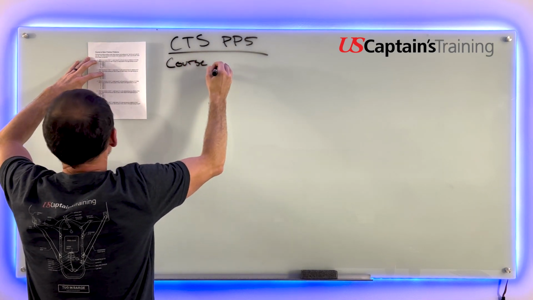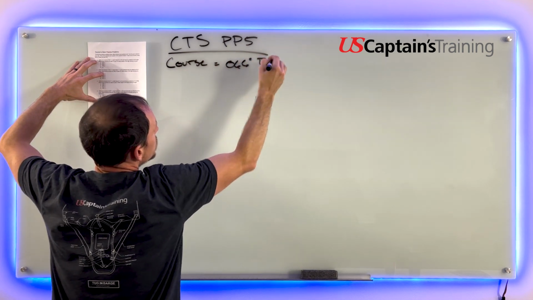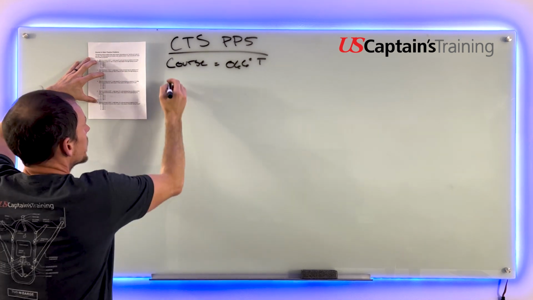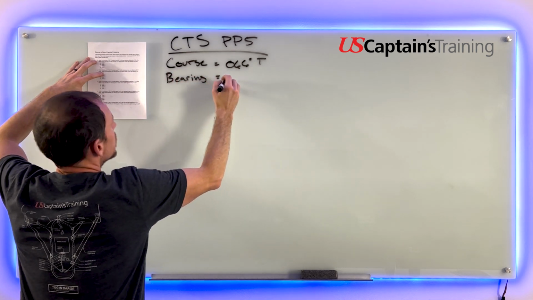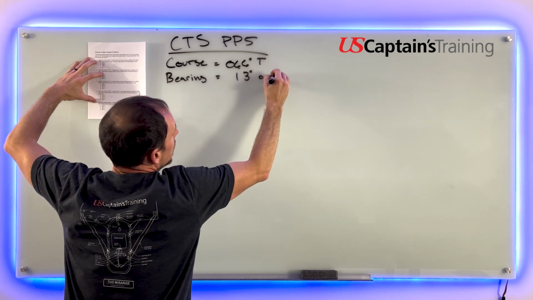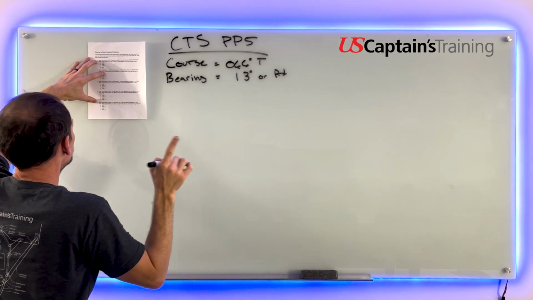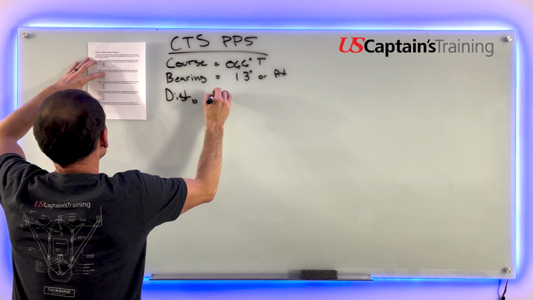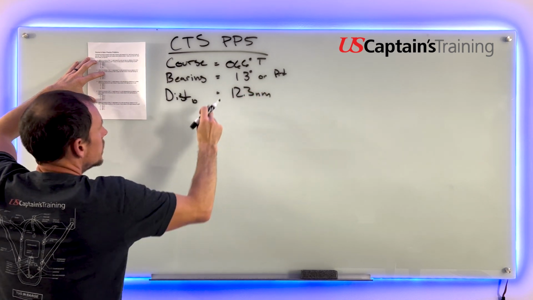Our course is equal to 066 degrees true. A light bears 13 degrees on the port bow. It gives us our bearing of that light. Our bearing is equal to 13 degrees on port at a distance of 12.3 miles. It gives us the distance to that bearing. The distance to the bearing equals 12.3 nautical miles.